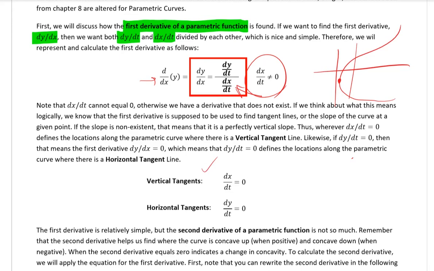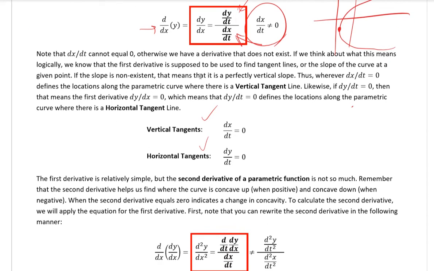If dy/dt is equal to 0, which is the numerator, that means the entire derivative itself is 0, that defines horizontal tangent lines. That's actually pretty handy, because if we have parametric equations, we don't need to solve for what just the function of y is with respect to x. We could just use those parametric equations and solve for vertical and horizontal tangent lines, or the locations of them, a lot easier. So that's the first derivative. Pretty straightforward, but we're going to have to keep this in mind to talk about the second derivative.